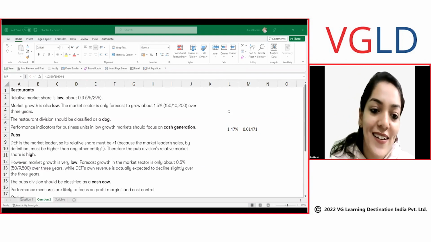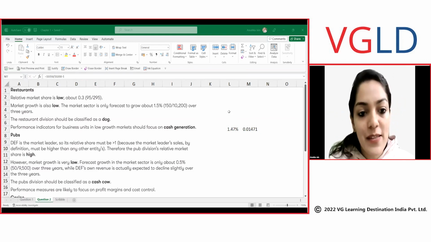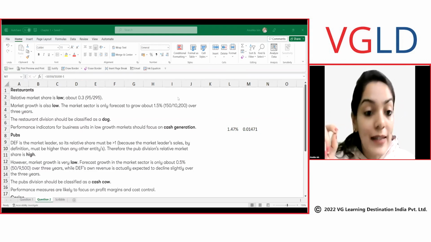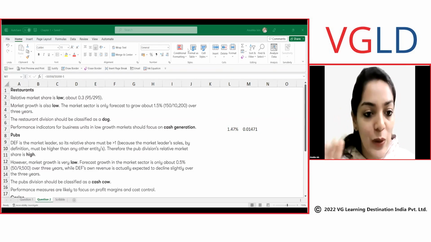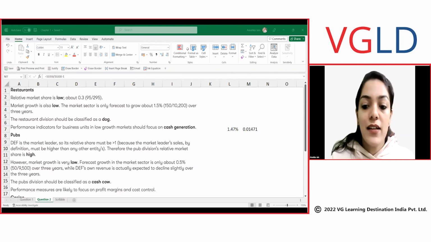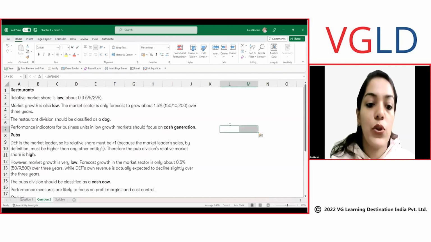Oh, that was right. Just take it up to 2 decimal places. Or 1 decimal place, 1.5, because a market growth of 1% and 1.5% is significant. So that is why I was a little confused. Okay, if you're calculating it like that, then it's fine. So 1%, 1.5% is what you would be getting.